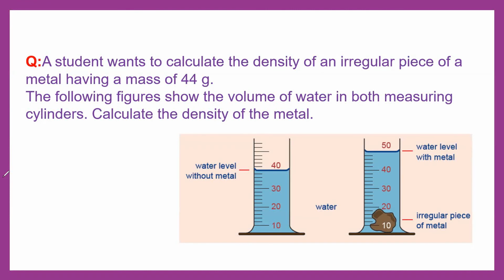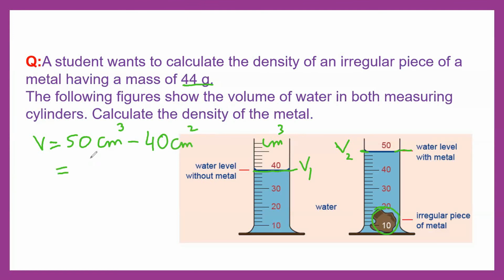So first of all, we can find V1, and then we can put the irregular object inside, and we can find the other volume, that is V2. As the mass is given already, that is 44 grams, we can find the volume first of all. So V equals V2 minus V1. So our V2 is 50 cubic centimeter. All measuring cylinders, they are labeled with cubic centimeter or with ml. And V1 is 40 cubic centimeter. So the volume of the irregular object is only 10 cubic centimeter.